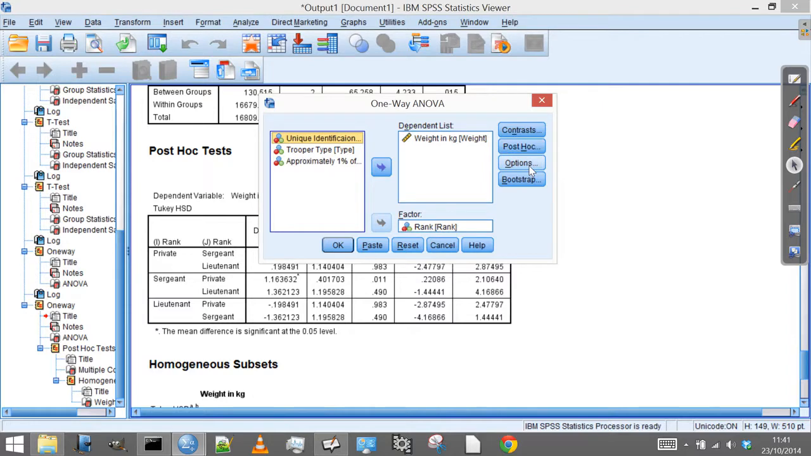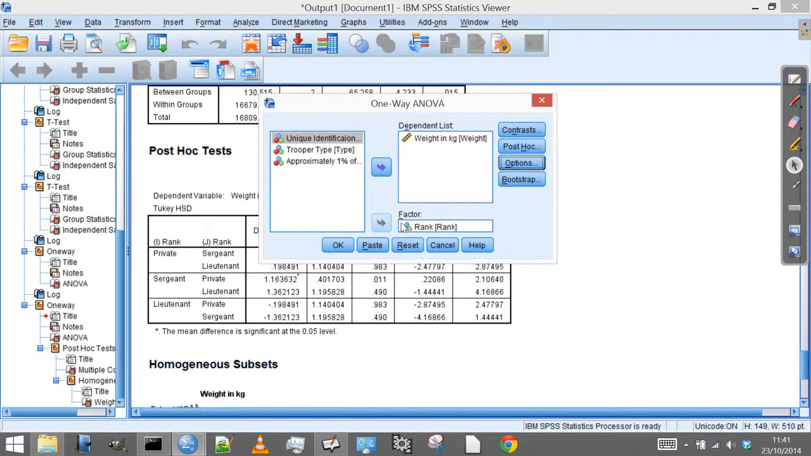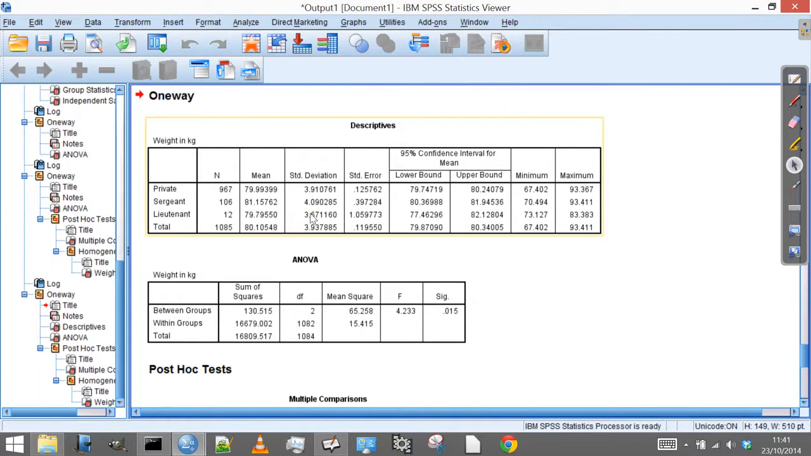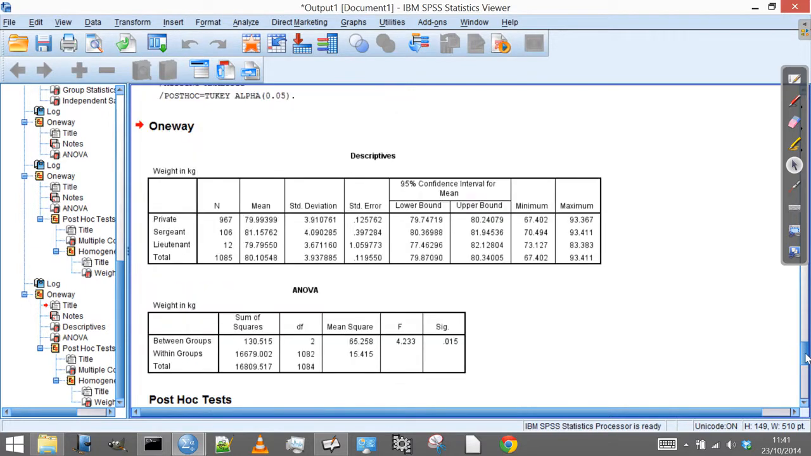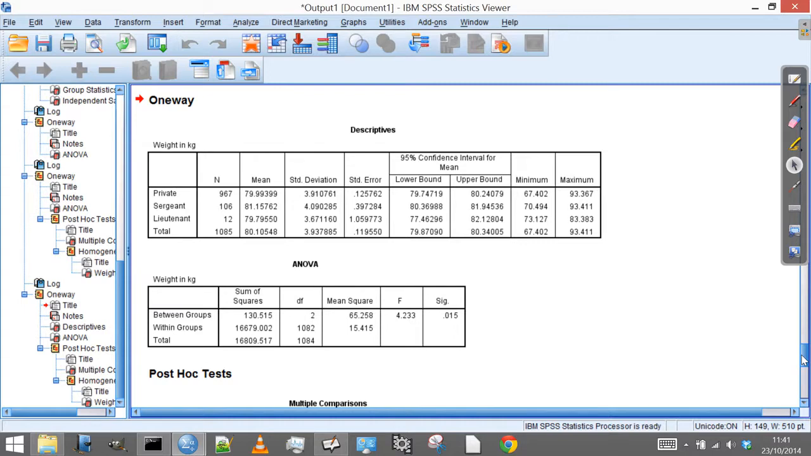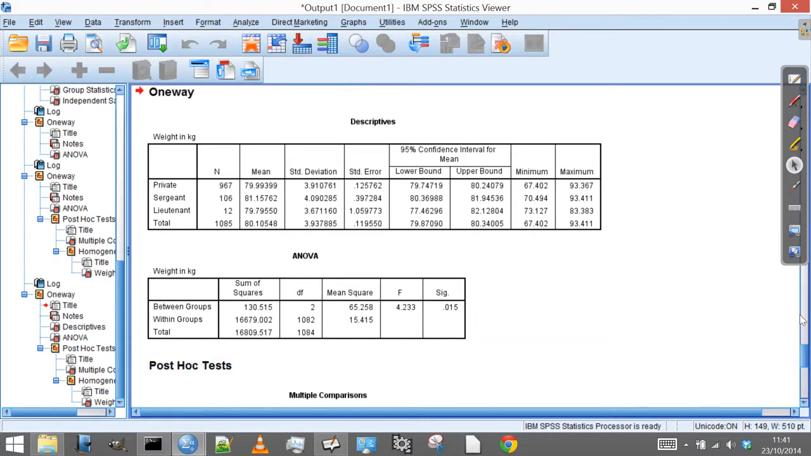Options, yeah, and then you will find descriptive, click descriptive, and then continue again, and then you will get a table telling you the mean value for every group with the standard deviation and standard error. This is what helps with the extent of the analysis as well. Okay? Did you get it? So, for example, if you look at this very simple table, maybe some of the group means are close to each other. You get it?